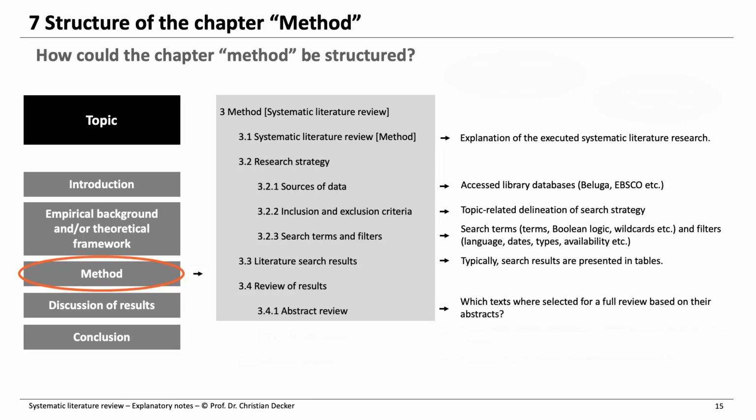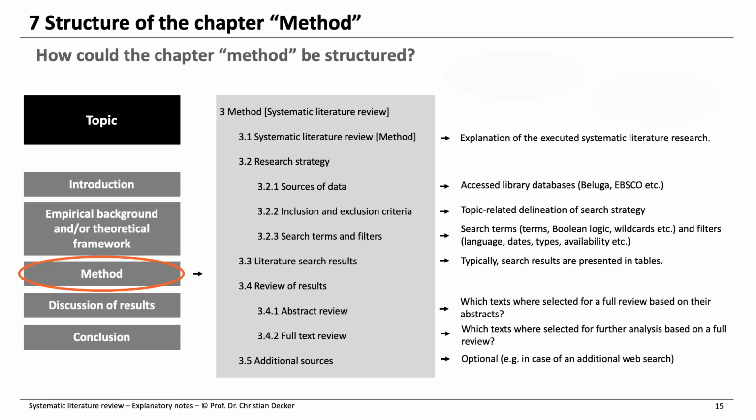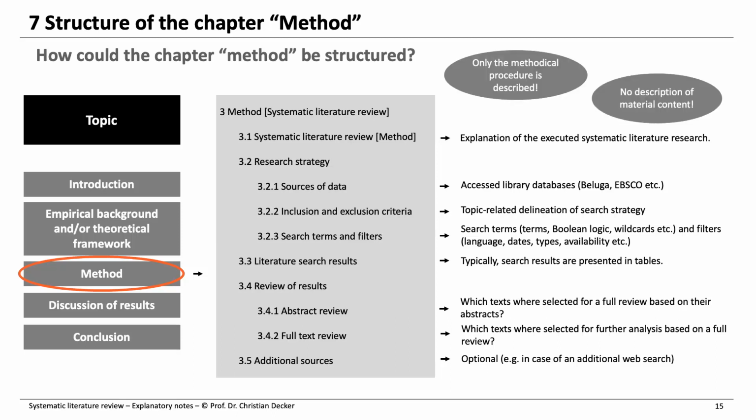A subchapter, Abstract Review, describes which texts were selected for a full review based on their abstracts. A subchapter, Full Text Review, describes which texts were selected for further analysis based on a full review. In some cases, additional sources are used. This is an optional subchapter, for example utilized in case of an additional web search. Two principles must be strictly observed when writing the chapter. Only the methodical procedure is described. The chapter contains no description of material content.